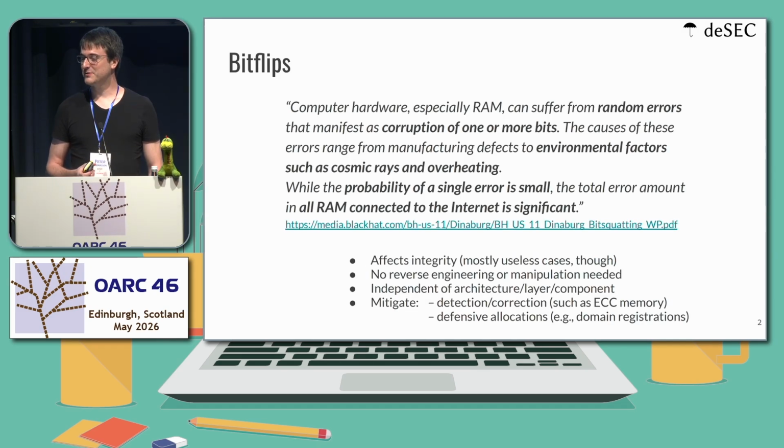So bitflips, very briefly, is essentially when in memory a bit changes for unintentional reasons, from overheating, cosmic rays, and other stuff. It affects integrity, of course, and if you want to exploit that, for example, if somebody sends a packet to an IP address but actually sends it to another IP address because of a bitflip, then you don't need to reverse engineer, you just need to listen on that other IP address, then you get the data. Mitigations are, of course, error correction, and with respect to domains, defensive registrations. So that's essentially what there is to say about bitflips on a very high level.